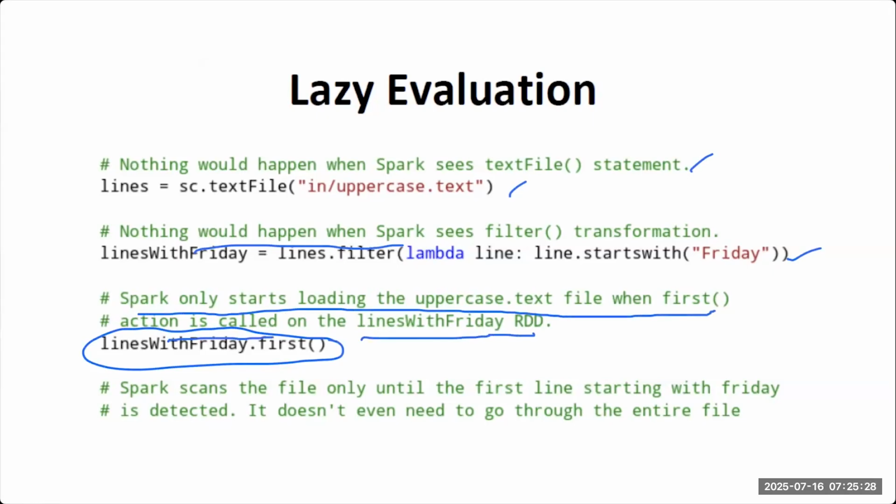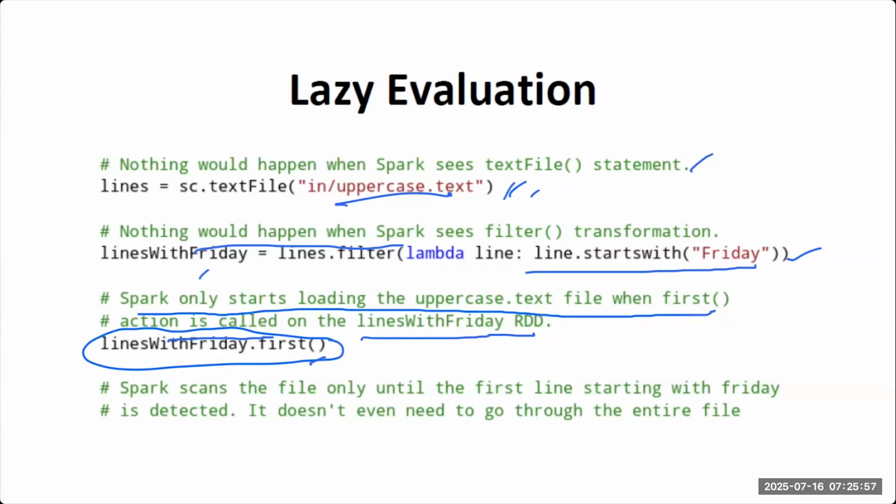Here I am just converting it to upper. So we have the uppercase text file, the file name is uppercase.txt, and then we are filtering the lines which have Friday. If you write these two, Spark will do nothing. But once you write first, this action, it will start loading this file and filtering these things, and after that it will do whatever transformations you have written.